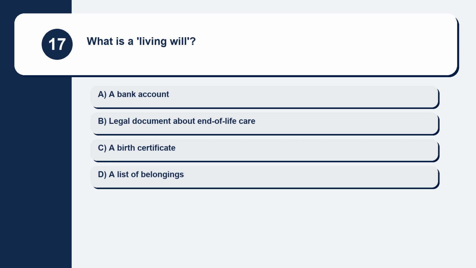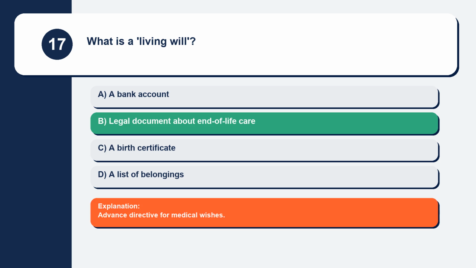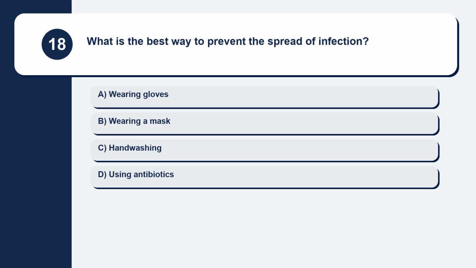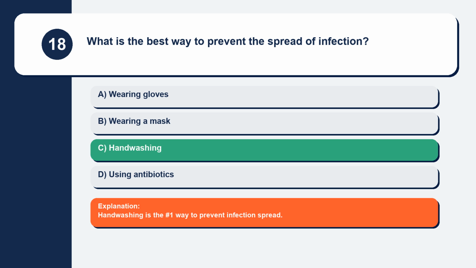Question 17. What is a living will? A bank account, a legal document about end-of-life care, a birth certificate, a list of belongings. Advance directive for medical wishes. Question 18. What is the best way to prevent the spread of infection? Wearing gloves, wearing a mask, hand washing, using antibiotics. Hand washing is the one way to prevent infection spread.